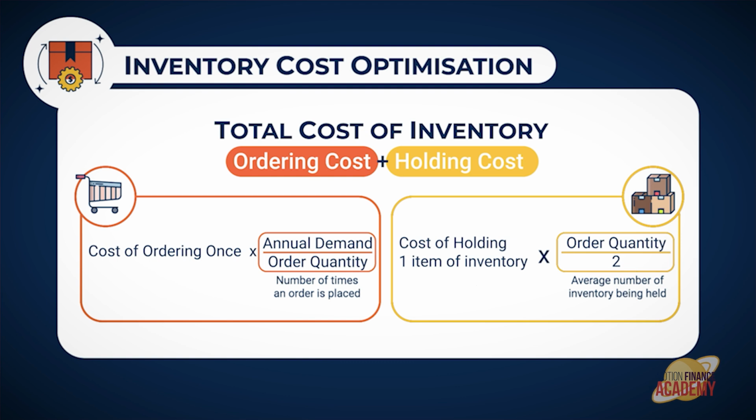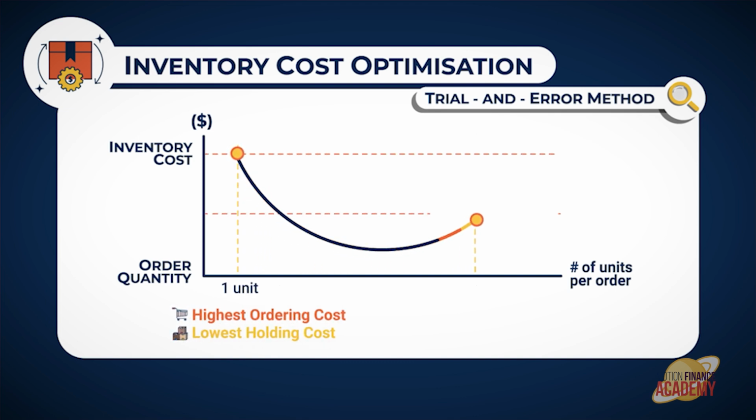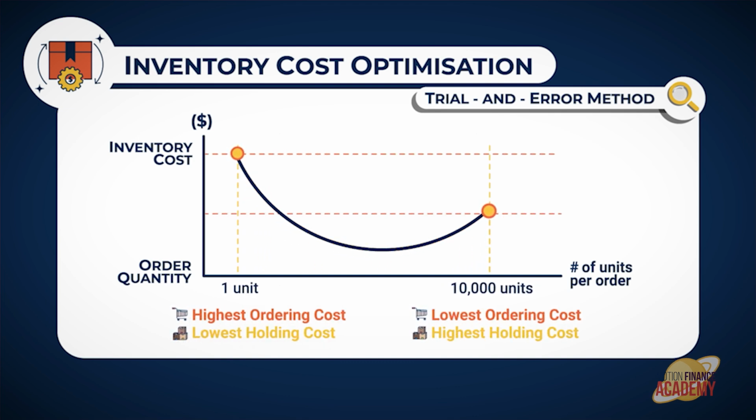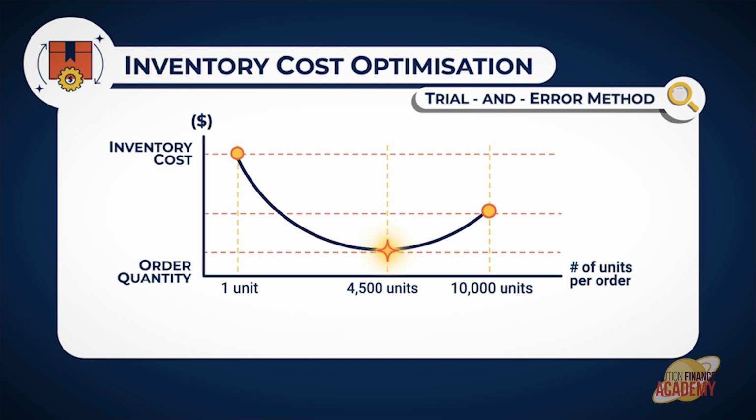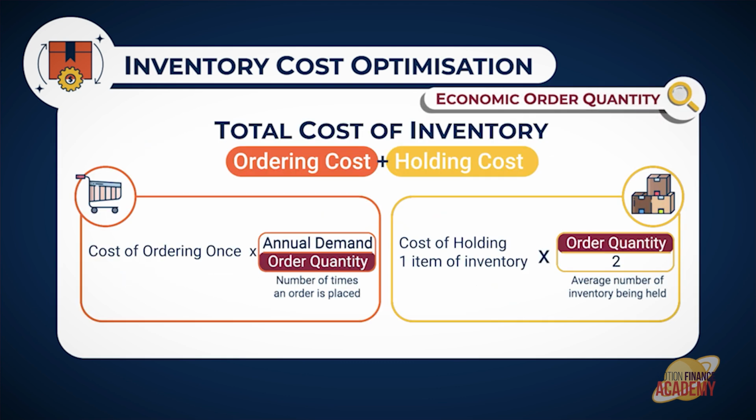You can either go through every order size using a trial and error method, starting from ordering only 1 unit of inventory per order, to the whole annual demand in just one order, plotting out the cost of inventory over the size of each order. There will be an optimal order quantity that minimizes both ordering cost and holding cost. Now, this can also be calculated mathematically using a formula that automatically reduces the total cost of having inventory.